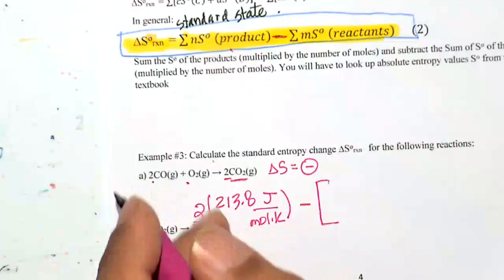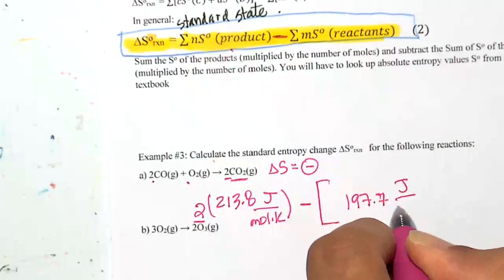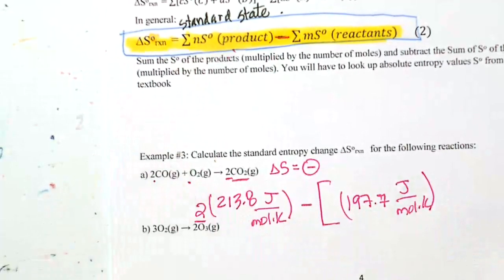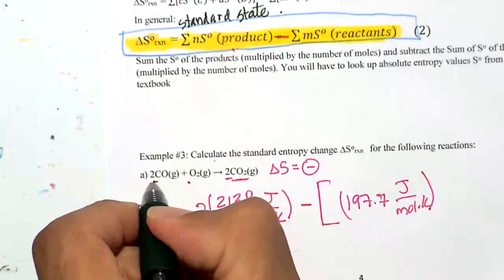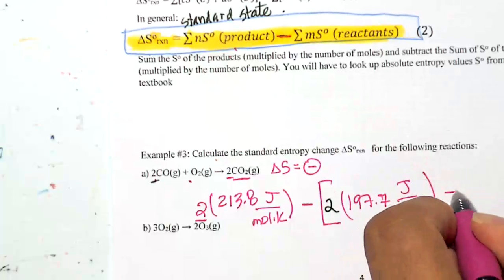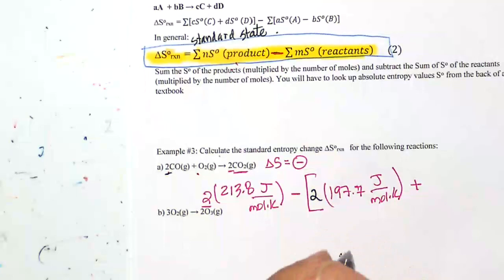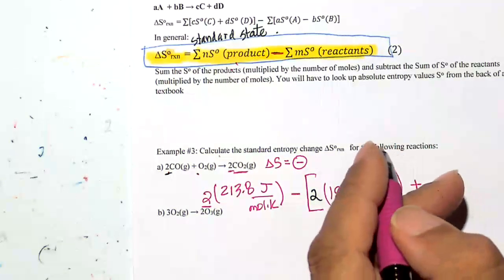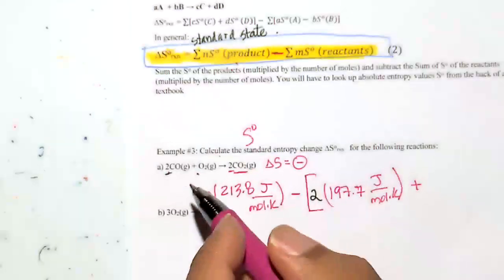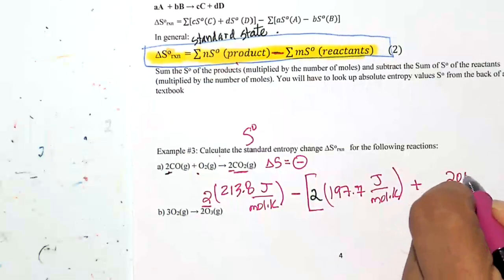What is CO gas, Allison? 197.7 joules over Kelvin mole, but that's for 1 mole. How many moles do we have? So do you agree to multiply this by 2? Okay. Plus, what is O2 gas? 205.0. Okay, so we're using the lookup table. Use the lookup table to get the standard entropy values for each of these elements. What is it again, Allison? 205.03.